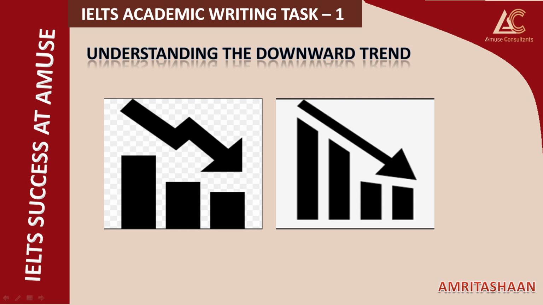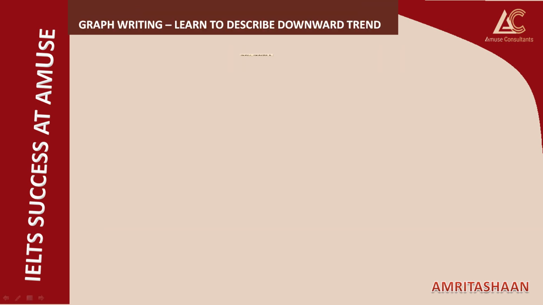So see that this is the downward trend as the arrows are going down, bars are coming down. It shows that the value of something is decreasing. We will try to understand the downward trend with the help of two line charts today.